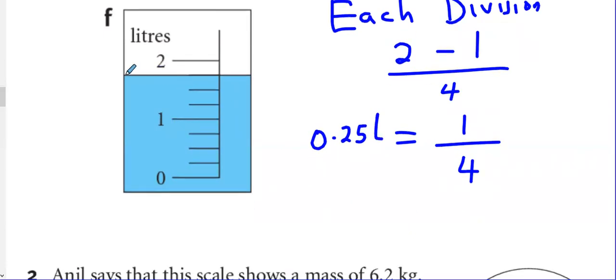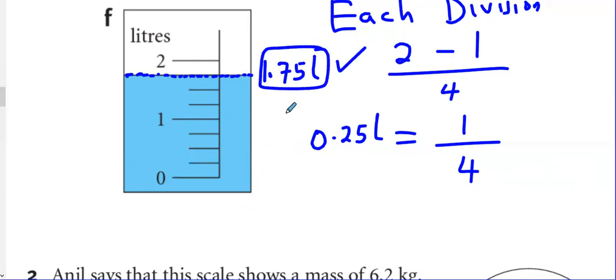So go ahead reading this water level, because you already know each division or each line represents how much. Starting from here, this is 1, 1.25, 1.5, 1.75. So this water level is 1.75 liters. This is your answer. Go ahead checking your work. If your work is correct, just mark accordingly. If it is incorrect, then you try to do corrections.